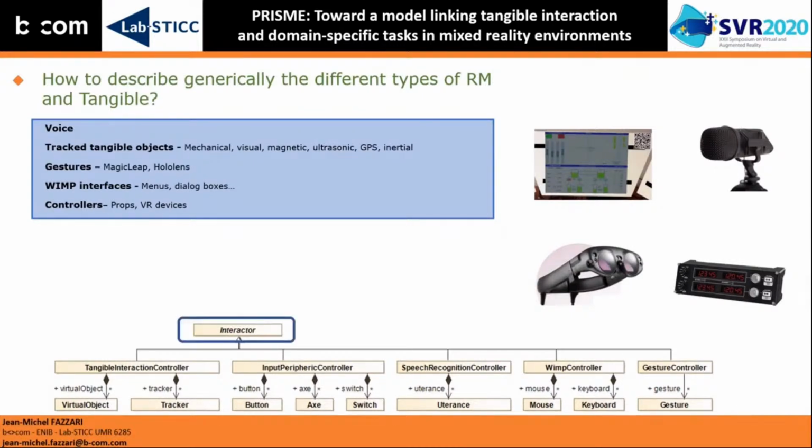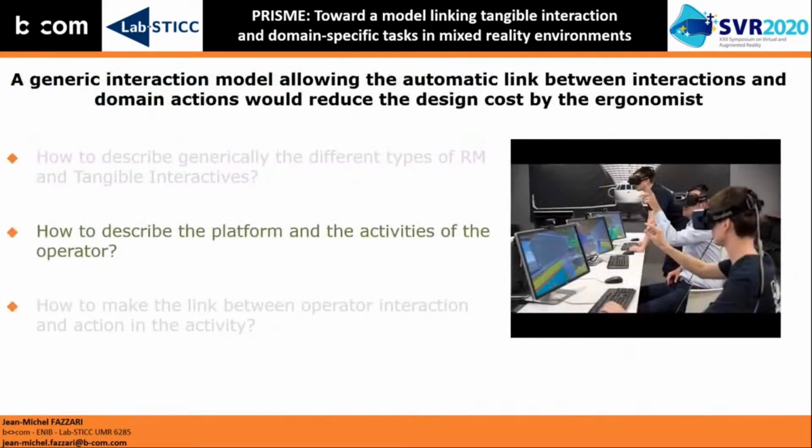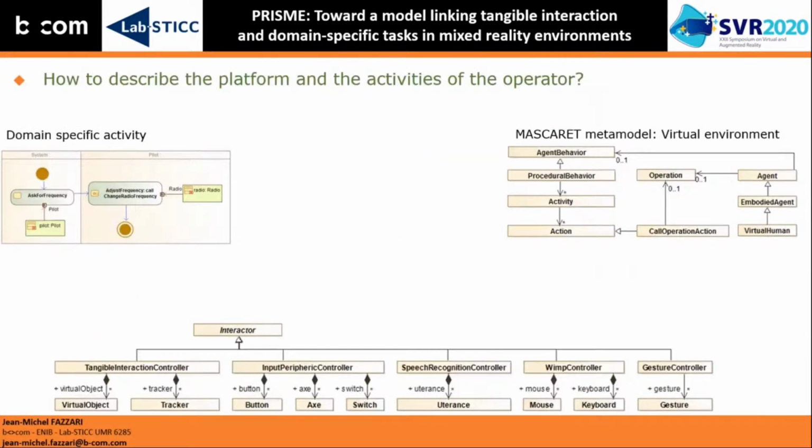We have exhaustively defined the types of interactors of which a particular device is an instance. All these types of interactors are a specialization of the same interactor class. We thus estimate to have covered the vast majority of devices used in mixed reality. For example, an augmented reality headset could be described with gesture and voice. Then, in order to describe the platform and the activities of the operator, we choose the Mascaré metamodel, which allows us to formalize the semantic content of the environment and to describe the human activity by activity diagrams.